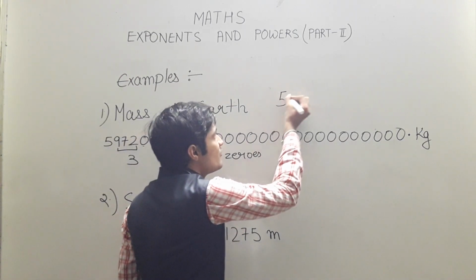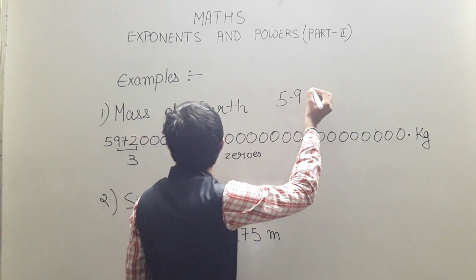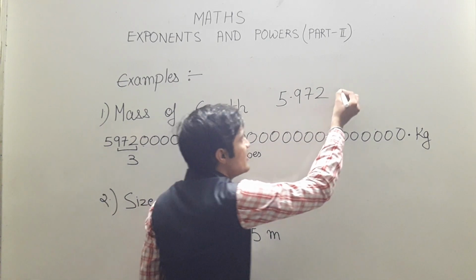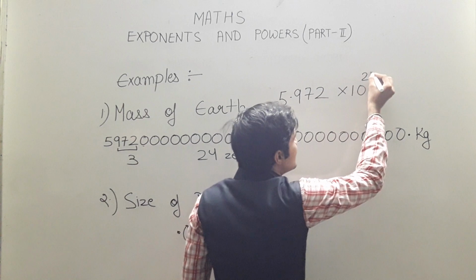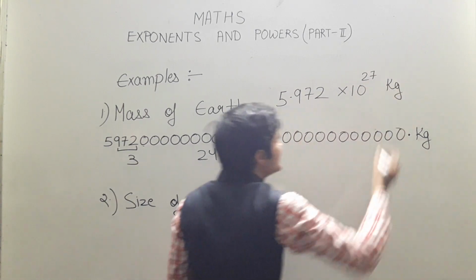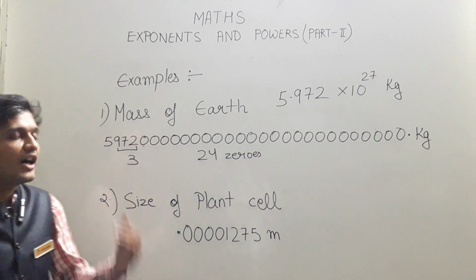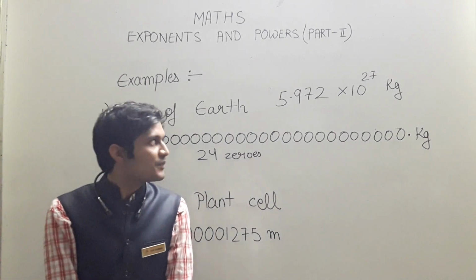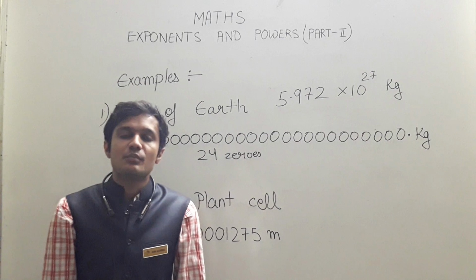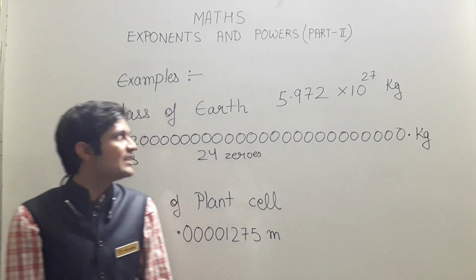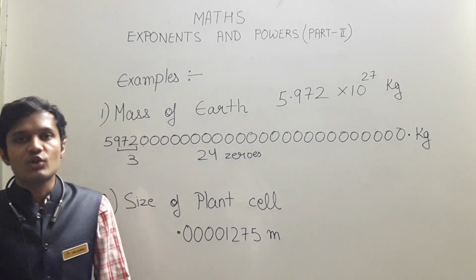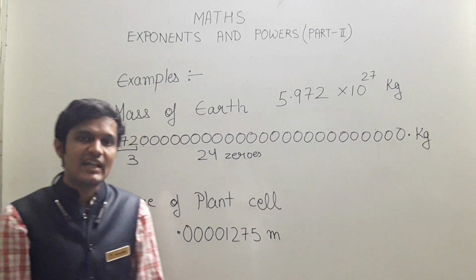So the mass of earth can be written as 5.972 into 10 raised to the power 27 kg. It is impossible for us to write the mass of earth in normal form, so we write the mass of earth in standard form as 5.972 into 10 raised to the power 27 kg.